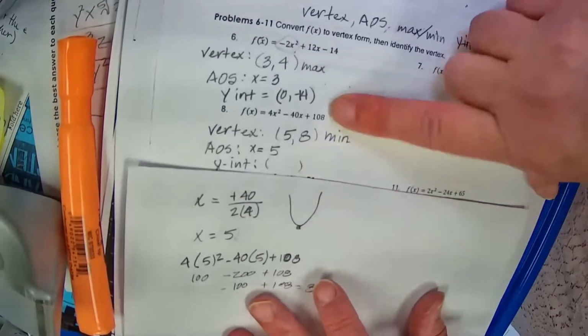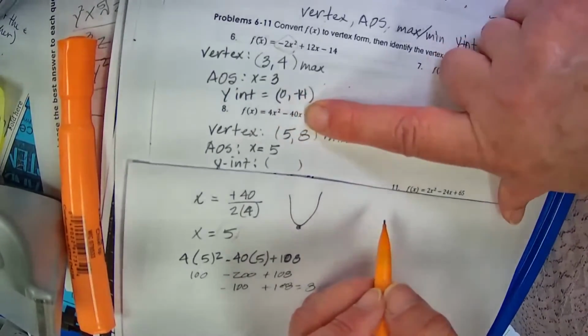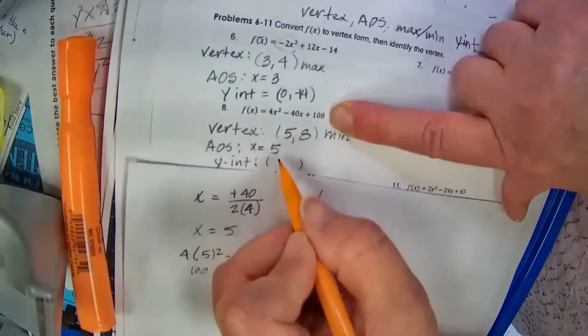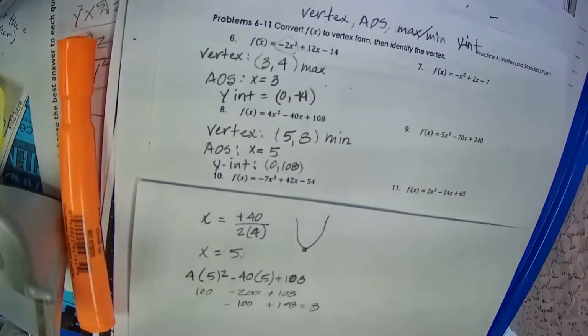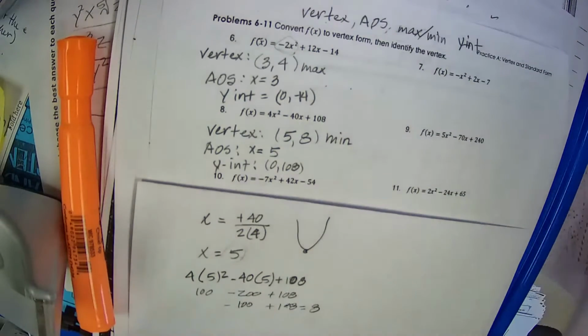Then we're left with the y-intercept. We take our equation and plug in 0 for x, so that goes away and that goes away, and we're left with 108. That one was a really big one. It would be hard to graph on the calculator because you'd have to readjust your screen. Any questions there?